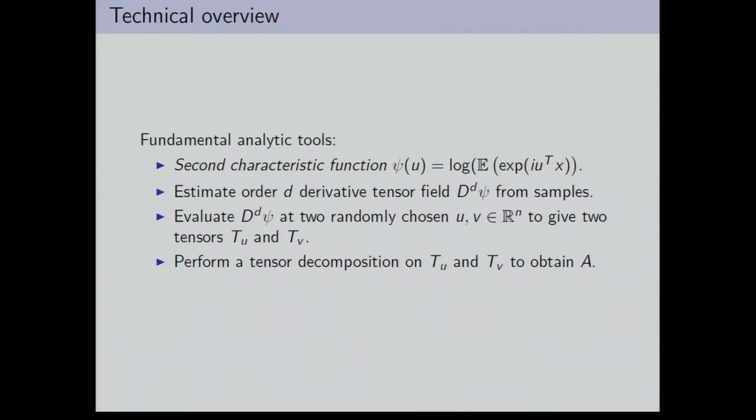And so what we're going to do is evaluate the derivative at 2 randomly chosen points, u and v. Now, in the fully determined case, we only needed 1 point u. And then this will give us 2 derivative tensors, Tu and Tv. And then we just perform a tensor decomposition on Tu and Tv to obtain the matrix A. So that's the scheme.